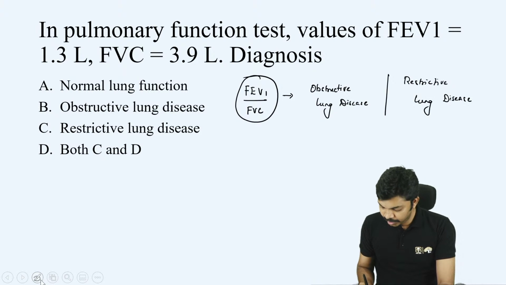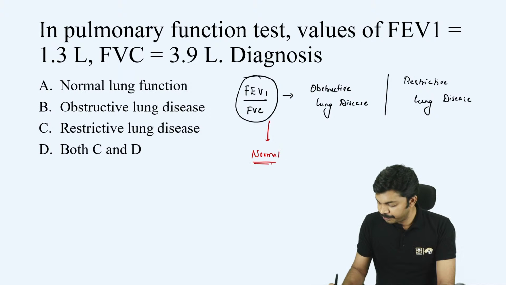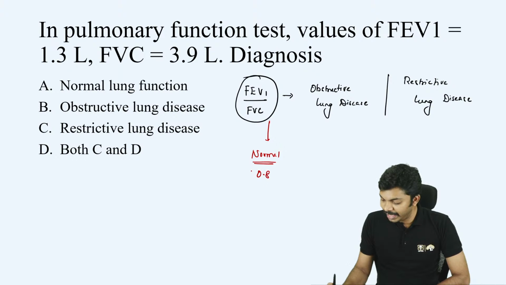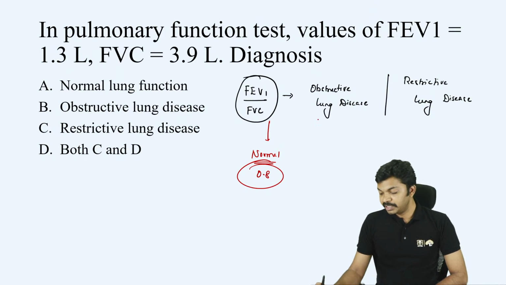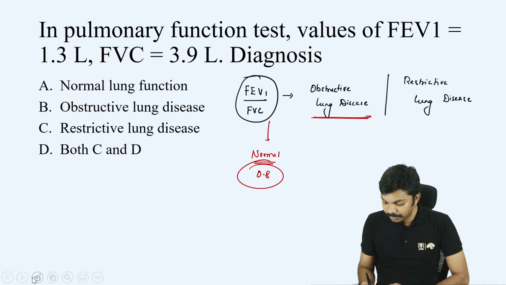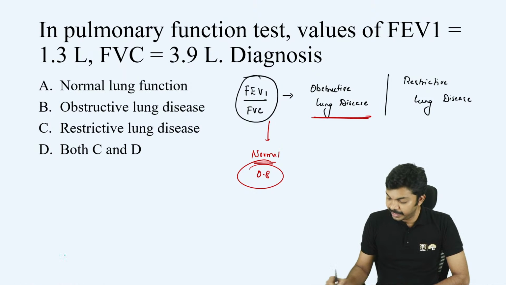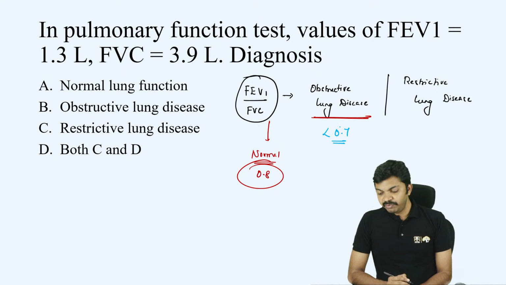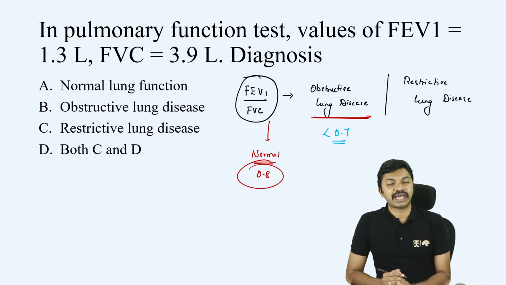Please understand the normal value also first. Normal FEV1 by FVC is going to be 0.8. In obstructive lung disease, the hallmark feature and the diagnostic criteria itself is the ratio must be less than 0.7. Alright, FEV1 by FVC ratio of 0.7 or less is the diagnostic standpoint for obstructive lung disease.